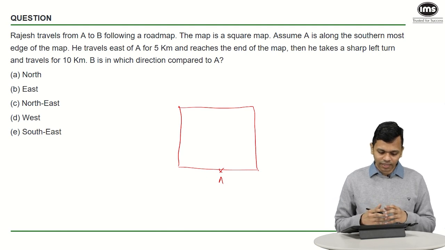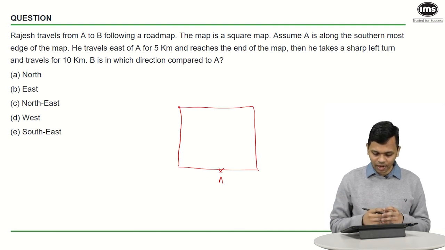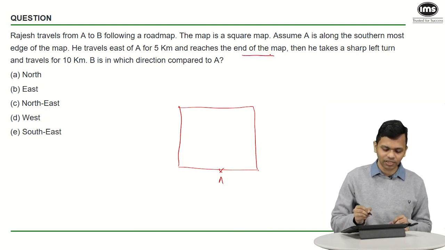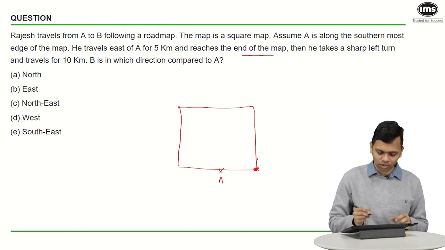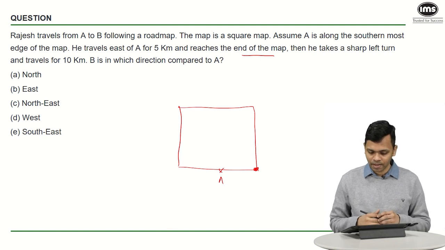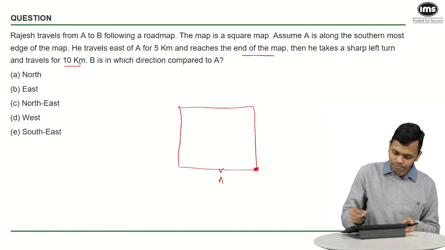So what I can do is I can just create a point here somewhere and let's call it A. Now what he does is he travels east of A for 5 kilometers. So in terms of direction that is going to be on the right hand side and reaches the end of the map. Now this is a critical point. So what it means is that he reaches the end or the corner of the map that is there. Then he takes a sharp left turn and travels for 10 kilometers.